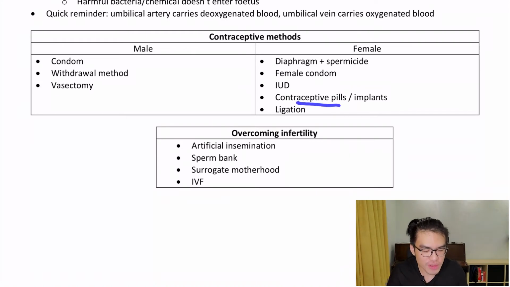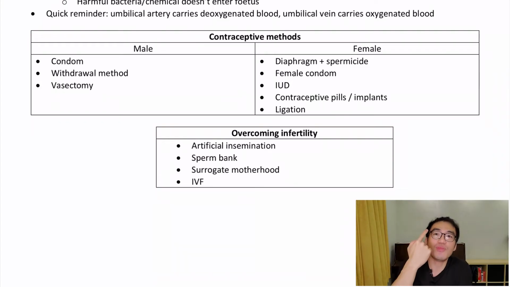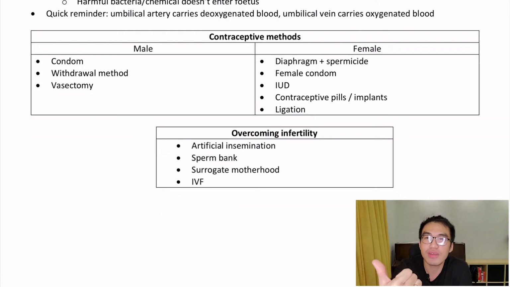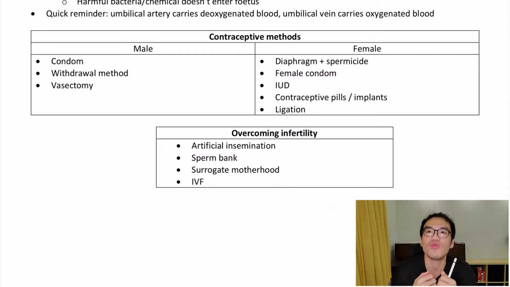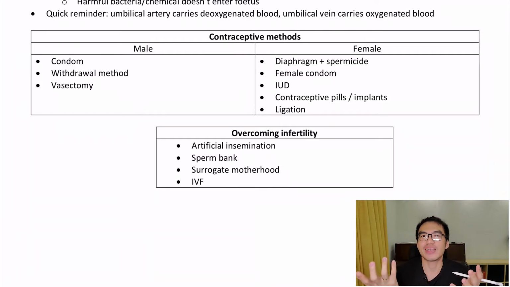And then the contraceptive pill and implants, these are basically hormone pills. Basically, they're made from estrogen and progesterone. They will inhibit your FSH and LH. Without FSH and LH, there will be no follicle development and no ovulation. And of course, ligation, this is to cut away your fallopian tube. Without the fallopian tube, of course, nothing is going to happen.